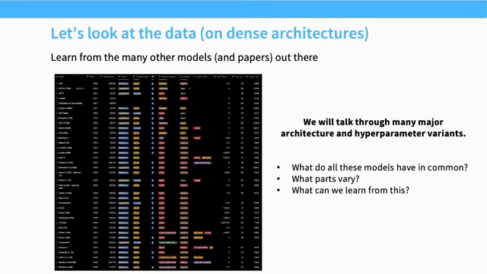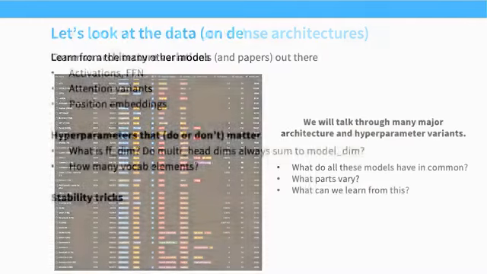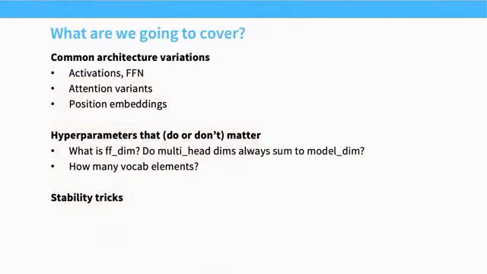Okay. So the goal here is that we're going to cover a couple different things. We're going to cover common architecture variations. So these are different building blocks of the transformer. And after we've established what the standard building blocks are, like, what do we use for the nonlinearities, or what do we use for position embeddings, then we're going to talk about hyperparameters.